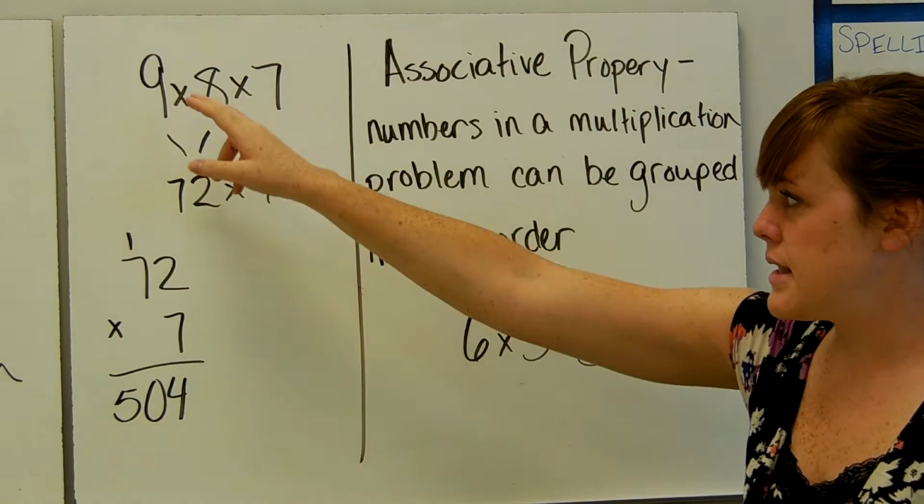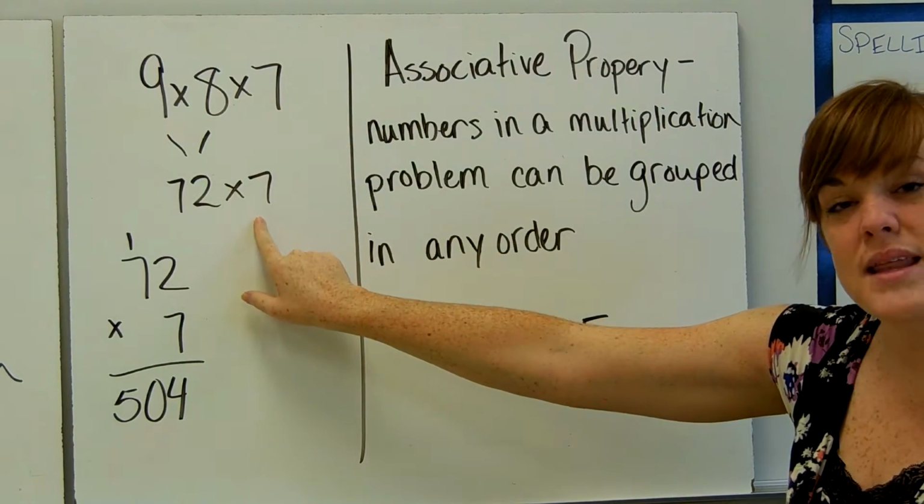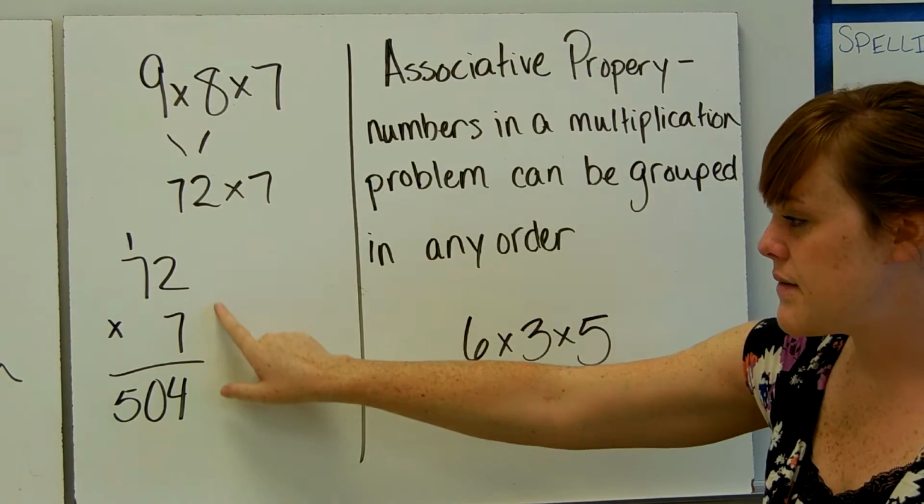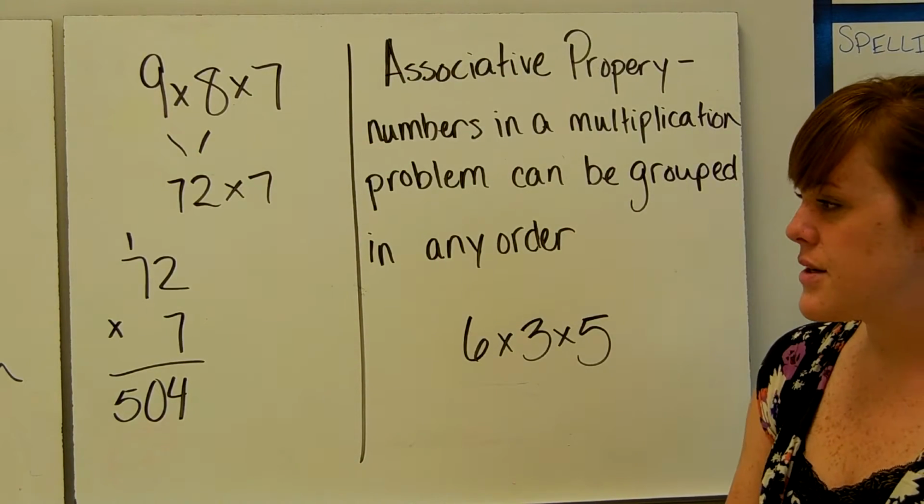So on this half, you see that I did 9 times 8 is 72, but then I still have to multiply that by the 7, and 72 times 7 is 504, and that's your answer.